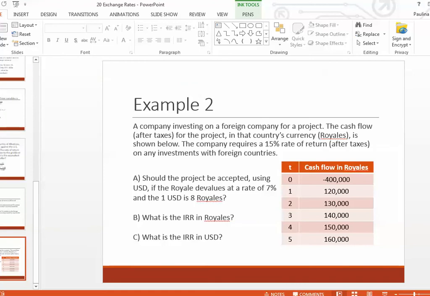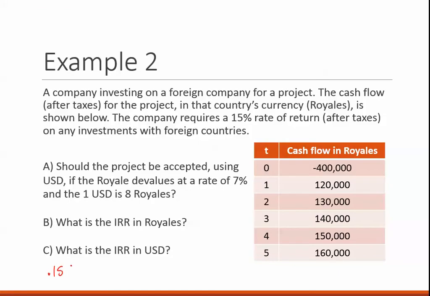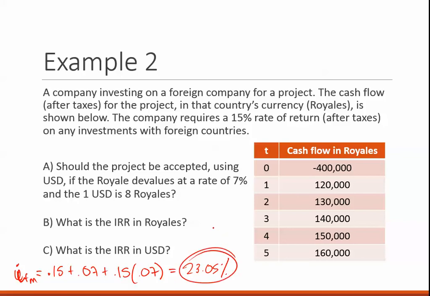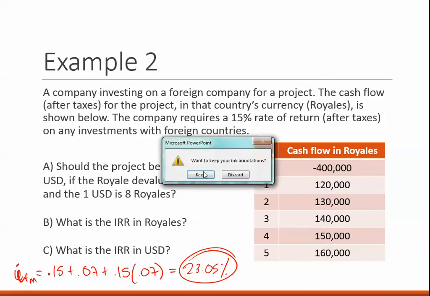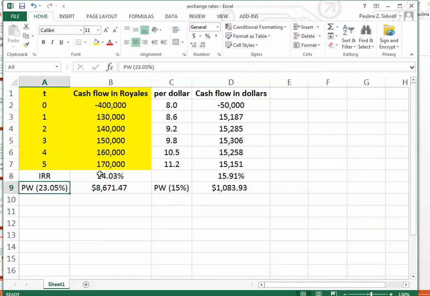To earn a 15% annual rate of return in US dollars, the foreign project must earn 0.15 plus 0.07 plus 0.15 times 0.07. Remember, this was our IFM, and this is equal to approximately 23.05%. So this number is the rate it needs to earn to make it attractive, so it needs to be higher than that, and it just so happens that it is. It gave me 24.03, which is greater than 23.05, so good.